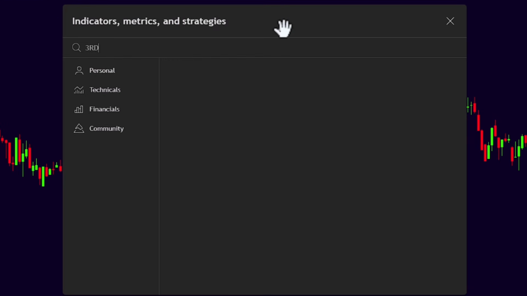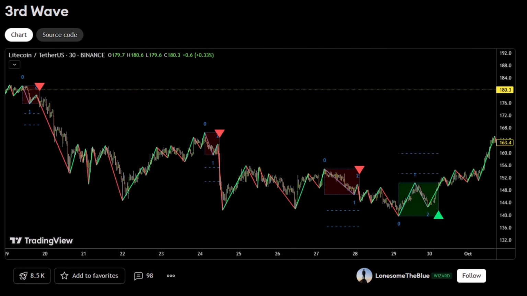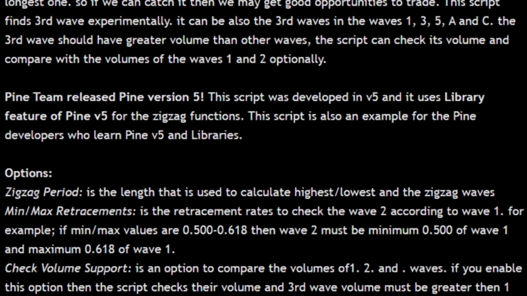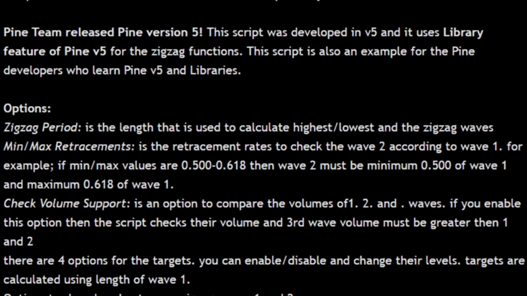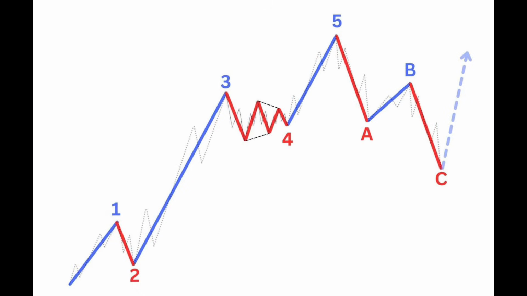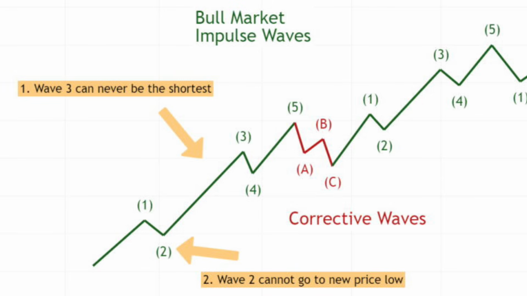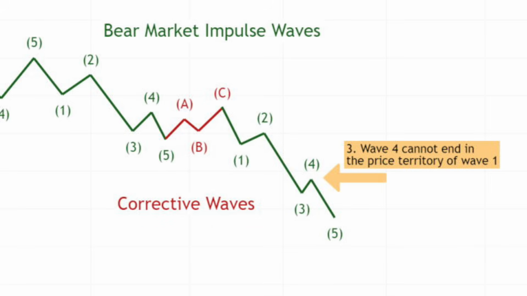First, head over to the indicator section and search for the third wave indicator. Once the results pop up, look for one created by Lonesome the Blue and add it to your chart. This tool is designed to identify Elliott wave formations, particularly the third wave, which is often the most powerful. It tracks primary waves 1, 3, 5, and corrective waves A and C, while also analyzing volume to ensure that the third wave has a stronger push than the previous ones.